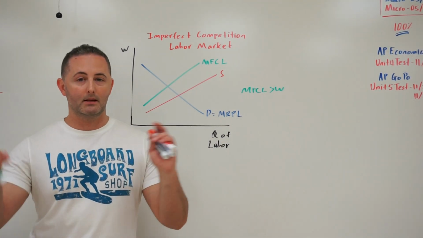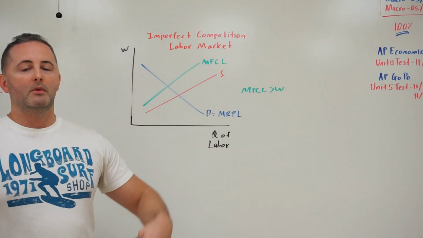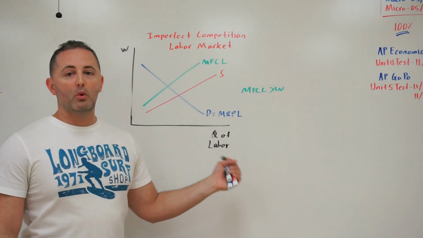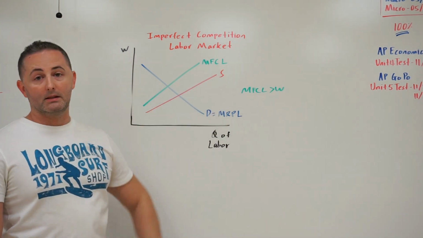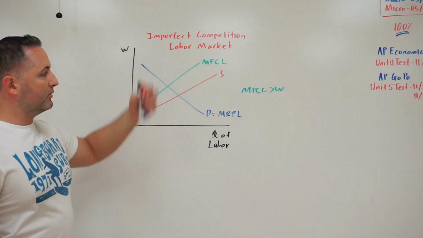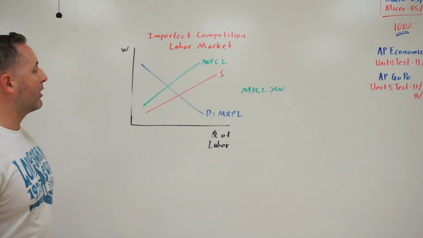That's the labor market version of a monopolist. Monopolist is where there's one seller of a good. Monopsonist is when there's one buyer of a good. In this case, the good is labor. So we call them a monopsonist in this instance. So this is what it would look like for a monopsonist or any imperfectly competitive labor market firm.